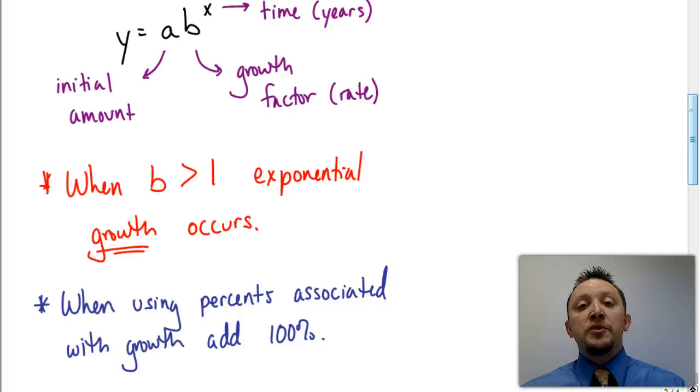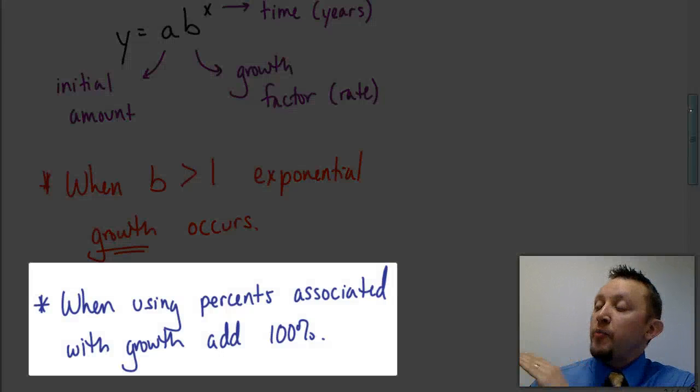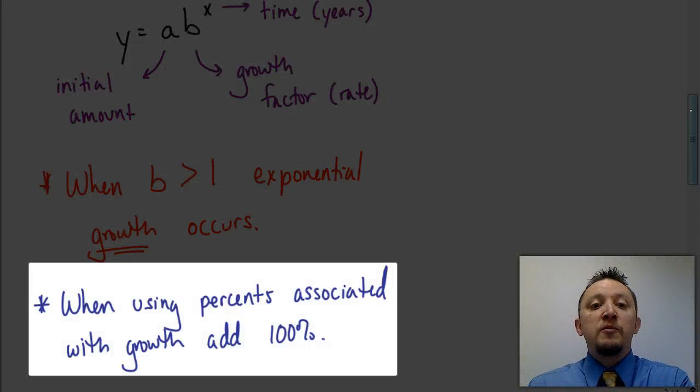4.2%. Well, 4.2% is 0.042. If we're talking about a population growing by 4.2%, and I use 0.042, that number is not bigger than 1. So if I left it at 0.042, it wouldn't represent exponential growth, which is what we want it to be. So it's very important to do what's here at the bottom in blue.